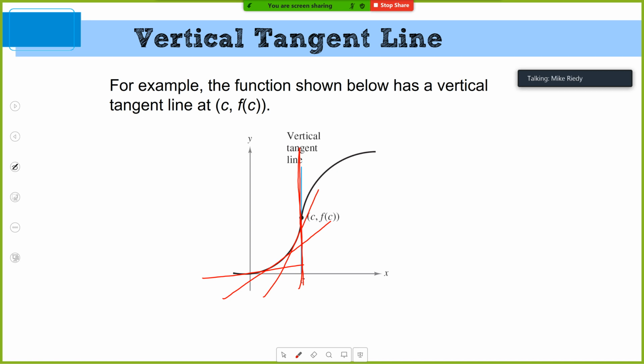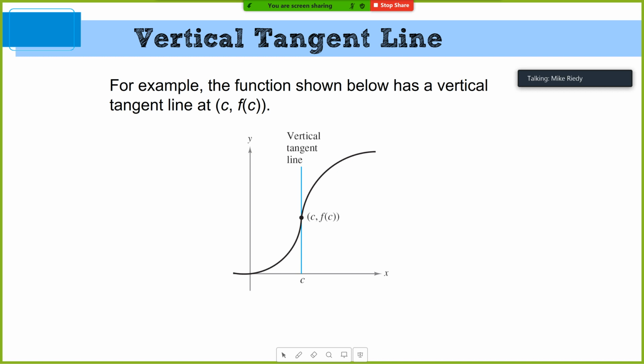Undefined. But then as we go past that point, we can start to get slopes again. So it's only at that one particular point that it has an undefined slope. Well, how are we going to know where that happens? For calculus, we've got a nice, easy way to do that.